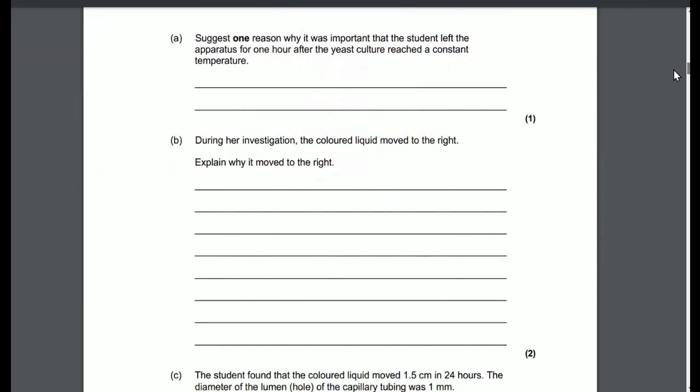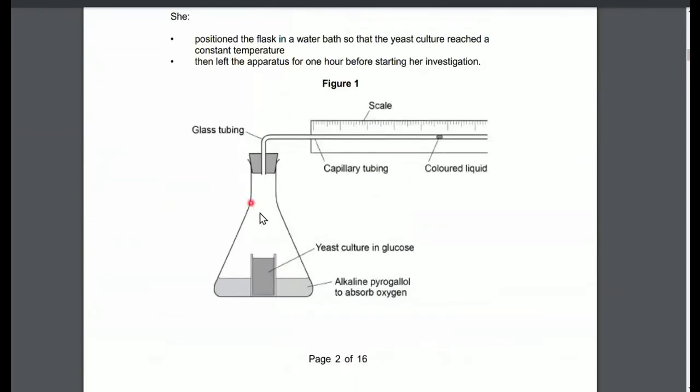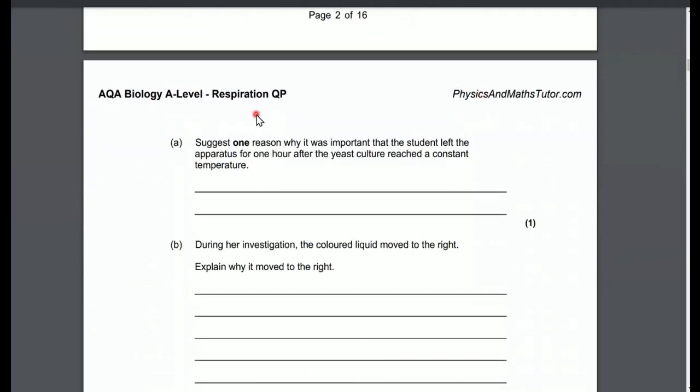Let's go down here. Suggest one reason why it's important that the student left the apparatus for 1 hour after the yeast culture reached a constant temperature. Normally we have to leave them 5 minutes to equilibrate to get to the right temperature that we set the conical flask or the environment at. However, they've left it for a full hour. Why is that? What's present in the flask that we don't want if we want to investigate anaerobic respiration? Well, the problem is we've got oxygen in the atmosphere inside the flask. We need that to get absorbed by the pyrogallol and remove the oxygen, which will force the yeast to only anaerobically respire. So that's why we leave it for an hour.